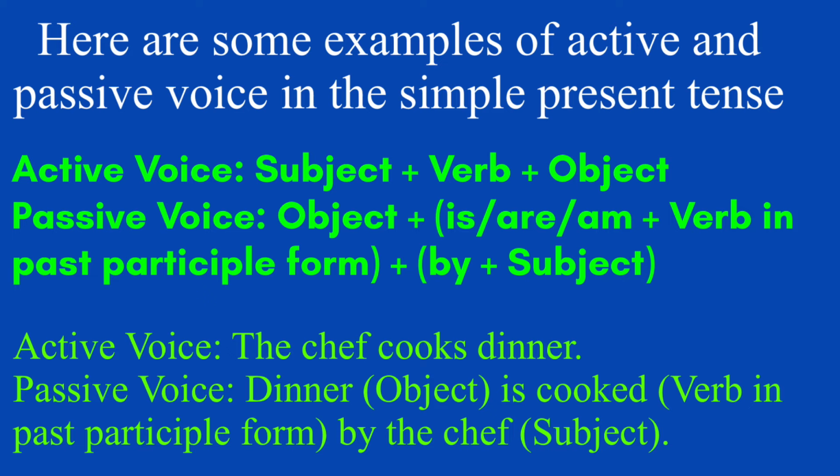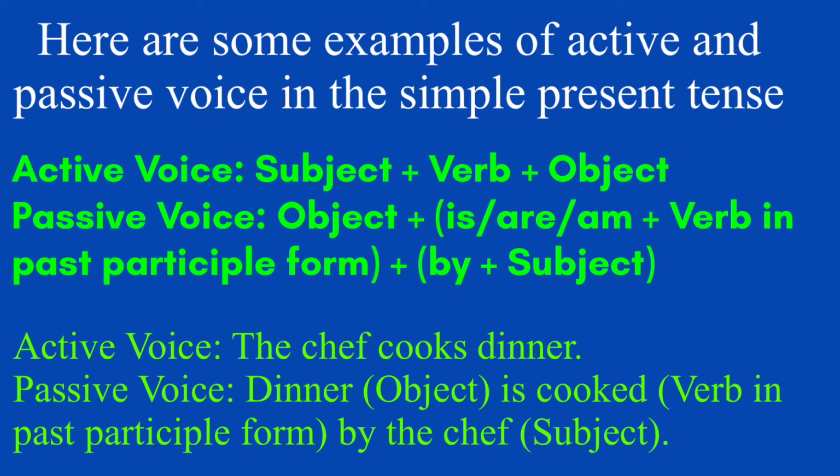So let us have a glance at the first example. The chef cooks dinner. This is the active voice. Now we are going to change this into the passive voice. In the previous video we learned there are certain strategies for changing active to passive voice, five major rules. Here I have given you a very clear example: dinner is cooked by the chef.